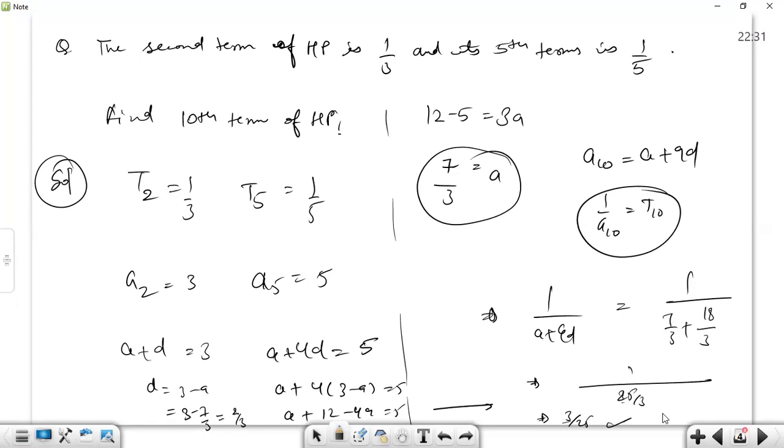First, we will think of the given terms in respect of AP. Then we'll solve for AP. Then we'll reciprocate further and make it an HP term. Clear? No doubts?